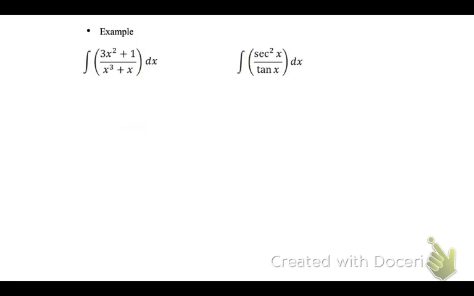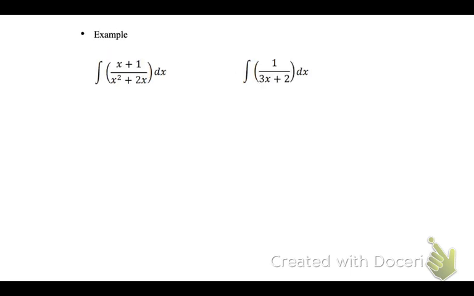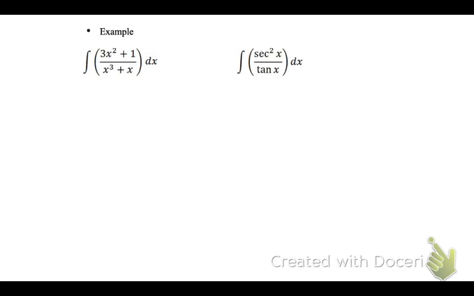Okay, so I have the integral of (3x squared plus 1) over (x cubed plus x). If we're going to use natural log, the denominator is going to be your u. So u is x cubed plus x. So u prime is 3x squared plus 1, dx. Okay, so are we in good shape?